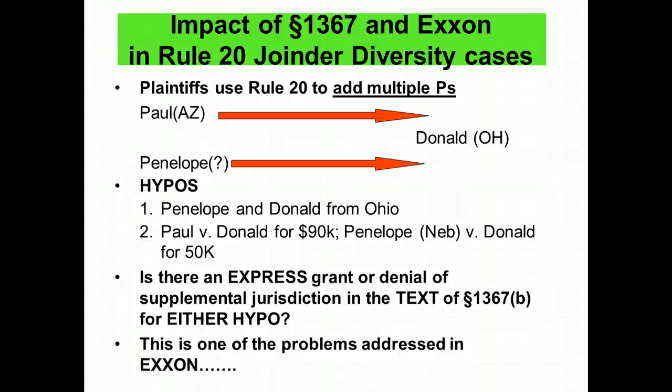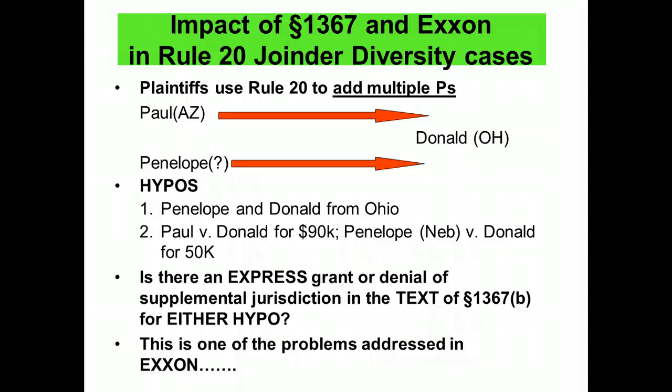Another variation would be that let's assume Penelope is from a diverse state from Donald, so let's put her in Nebraska. But let's assume, unlike Paul's suit against Donald, which we are going to suggest is a $90,000 dispute, Penelope's dispute with Donald is only for $50,000. Again, we have a problem with the diversity rules, in that the suit Penelope versus Donald doesn't meet the requisite amount in controversy. And because of the limitations on aggregation, we're not allowed to add up the amount that Paul is suing Donald for with the amount that Penelope is suing Donald for. You need one plaintiff and one defendant in order to permit aggregation.